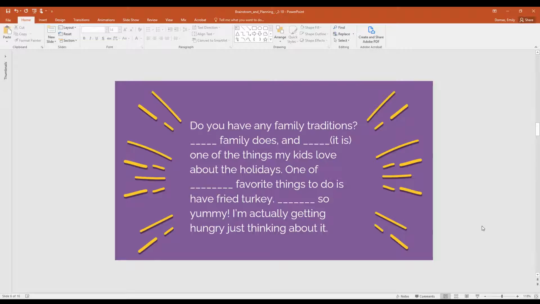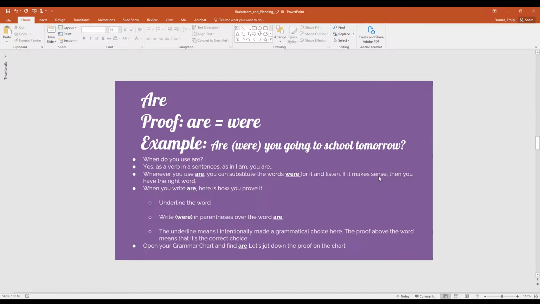Do you have any family traditions? Our family does, and it's one of the things my family loves about the holidays. One of our favorite things to do is have fried turkey. It's so yummy. I'm actually getting hungry just thinking about it. So think about the sentence stems.